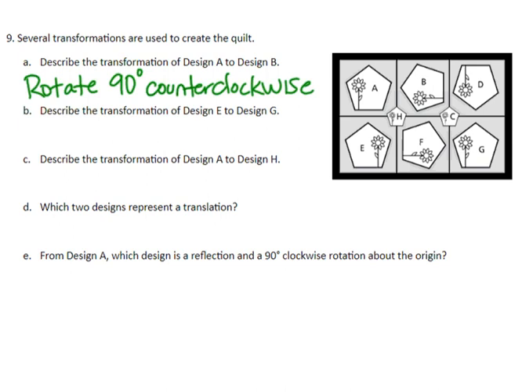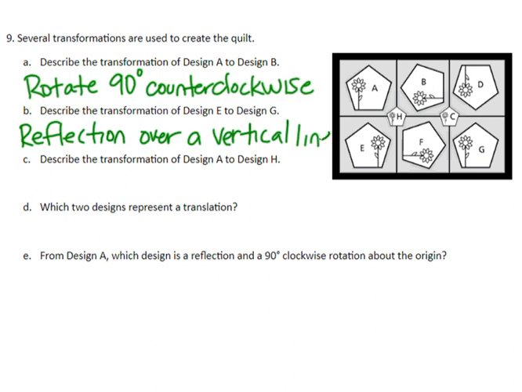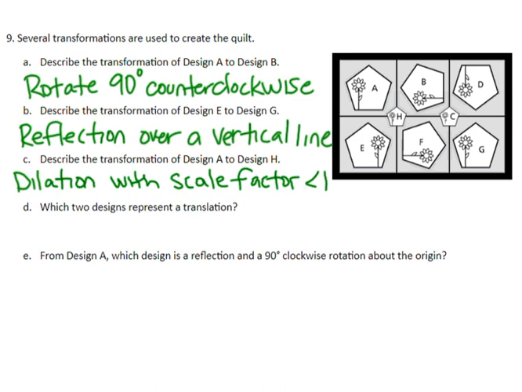To get from E to G, you're going to have a reflection over a vertical line. To get from design A to design H, that would be a dilation. And the shape's getting smaller. It's actually a reduction. So I'm going to say dilation with a scale factor that is less than 1.